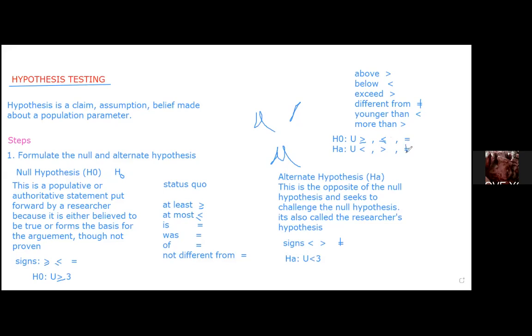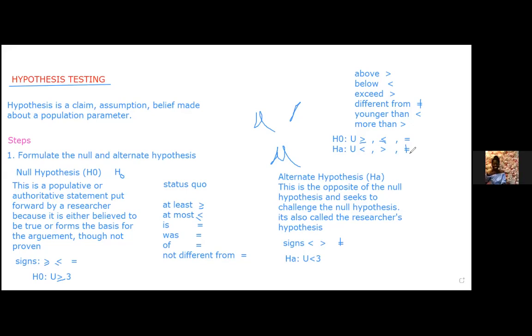So if you get greater than or equal to, then the opposite will be less than. If you get less than, then the opposite will be greater than or equal to. If you get less than or equal to, the opposite will be greater than. If you get greater than, the opposite will be less than or equal to. If you get equal to, the opposite will be not equal to. And if you get not equal to, the opposite will be equal to. That's all. You won't have both signs. You only have one of the signs. Then you must know the opposite to formulate the other. I hope it is understood.